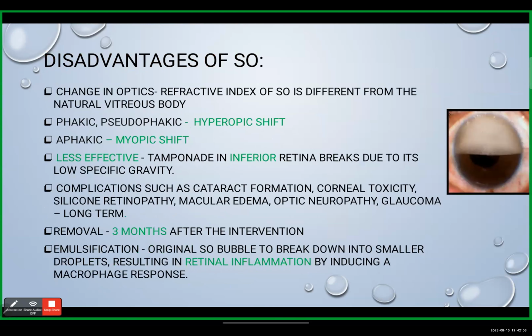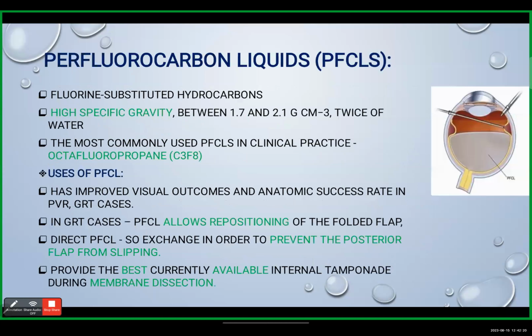Disadvantages of silicone oil are changes in optics and refractive indexes. In pseudophakic there is hyperopic shift; in phakic, there is myopic shift. It is less effective in inferior break, and we have to remove silicone oil after some period of time. PFCL has high specific gravity. The most commonly used is C3F8. It allows repositioning during surgery. It provides the best currently available internal tamponade during membrane dissection.